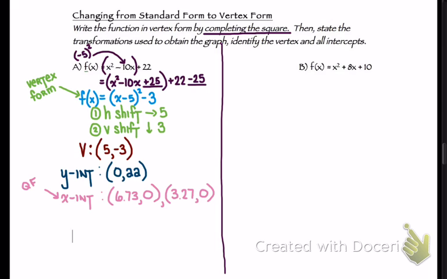Let's do another one. Letter B. All right, so vertex form. I know the first thing I'm going to do. I'm going to group those first two. I'm then going to take half of the middle term. Half of 8 is 4. Square that. There, I'm starting to complete the square.